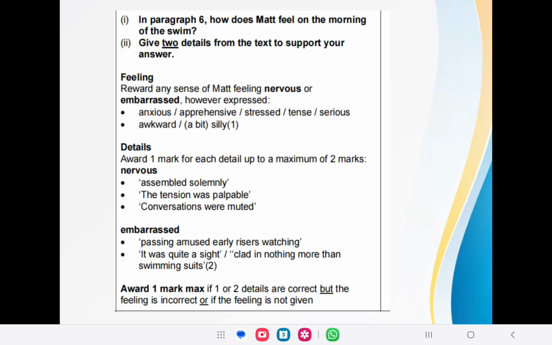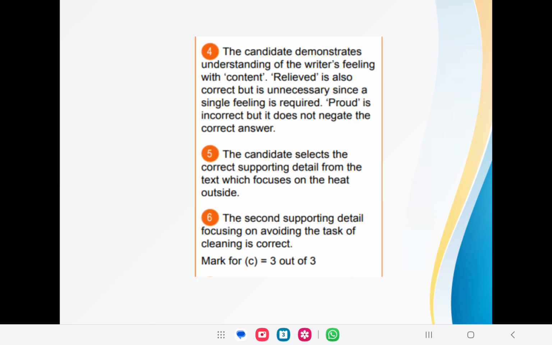Okay, I want to show one thing more. I wanted to discuss that. Yes, this is about the same thing, the stifling heat outside, that question. See, the candidate demonstrates understanding of the writer's feeling with content. Relieved is also correct. If he would have written only content, he will get his marks, and there he already got 3 out of 3. You can see relieved is also correct, but is unnecessary since a single feeling is required. I want you to see this, that a single feeling is required.